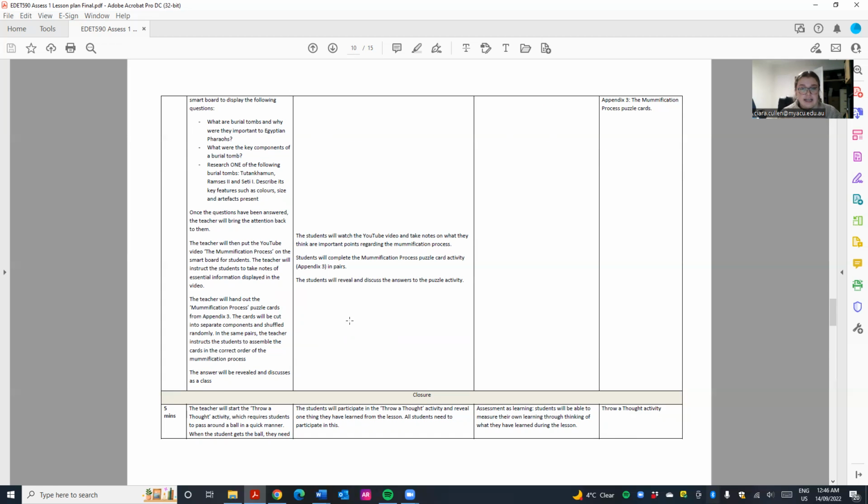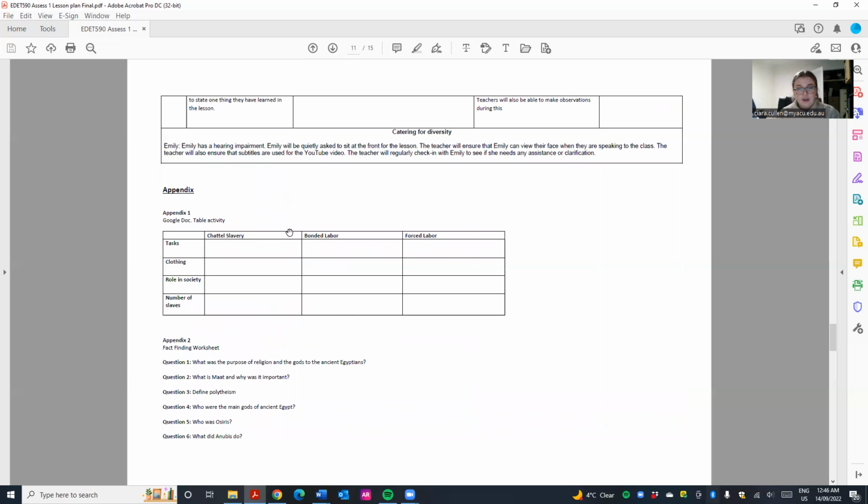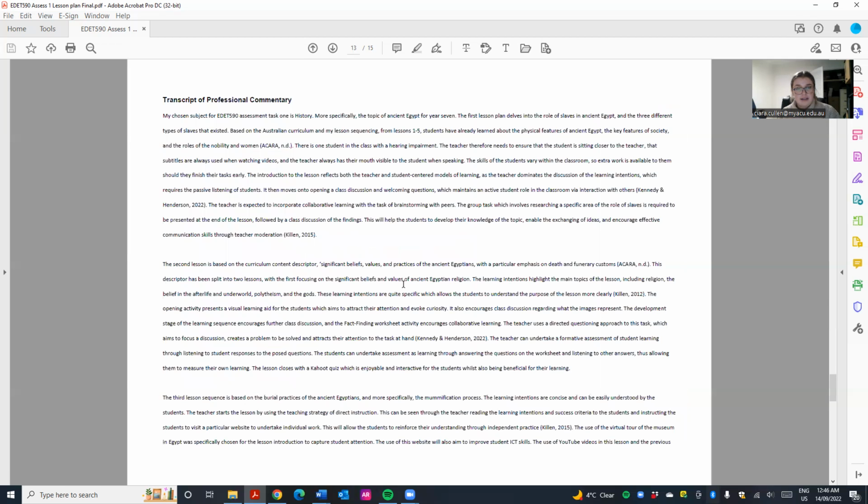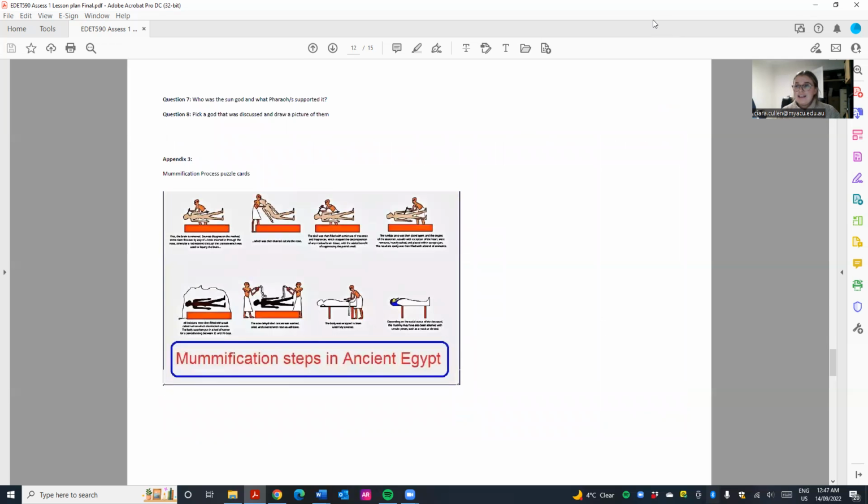So just down here is the appendix with the activities that were used. So appendix 1, this was for learning sequence 1. Appendix 2, this is the fact-finding worksheet with the questions, and then the mummification process puzzle cards. Thank you for listening.